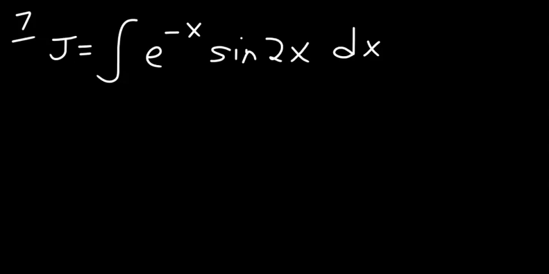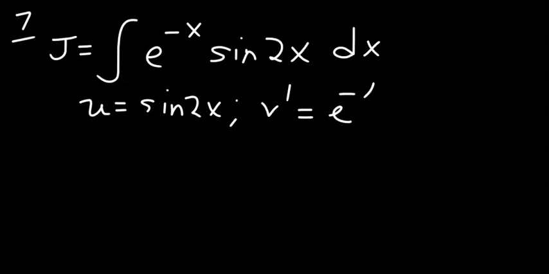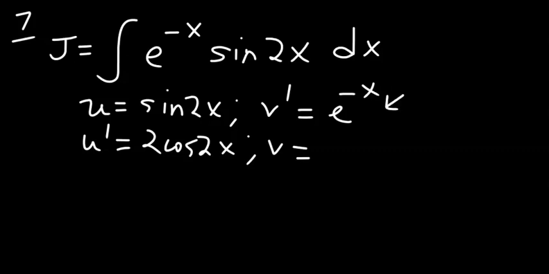As you can remember, we have to set a function for u and a function for v prime. So let's set u to be sine 2x and v prime to be e to the power minus x. So u prime is just 2 cosine 2x, and v is the result of integrating this with respect to x, and that is just minus e to the power minus x.